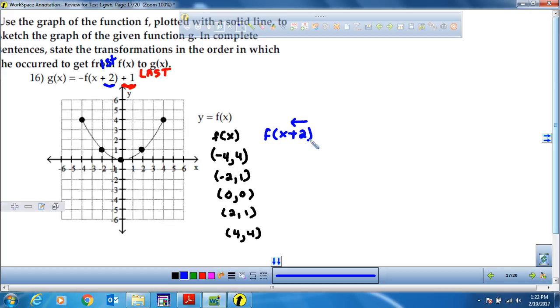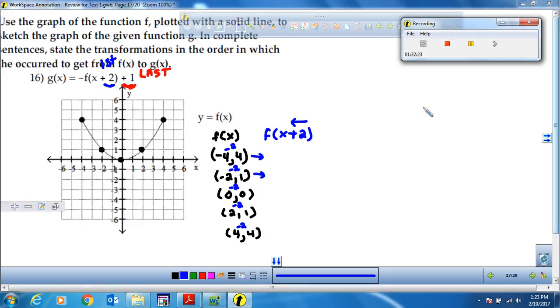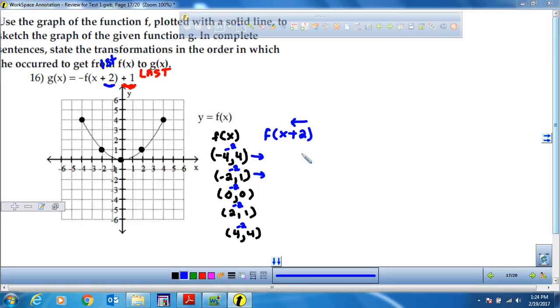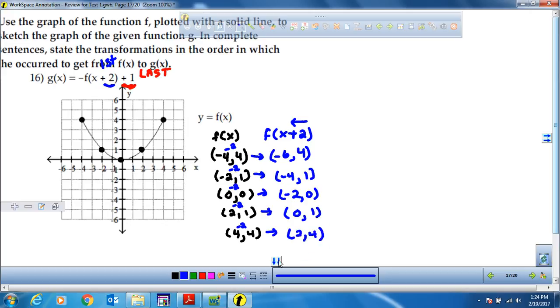If the graph is shifted to the left 2 units, what is going to be the change on these points is that every x value will be subtracted by 2. So if I subtract every x value by 2, then we're going to get the following points, which is (-6, 4), (-4, 1), (-2, 0), (0, 1), and (2, 4).